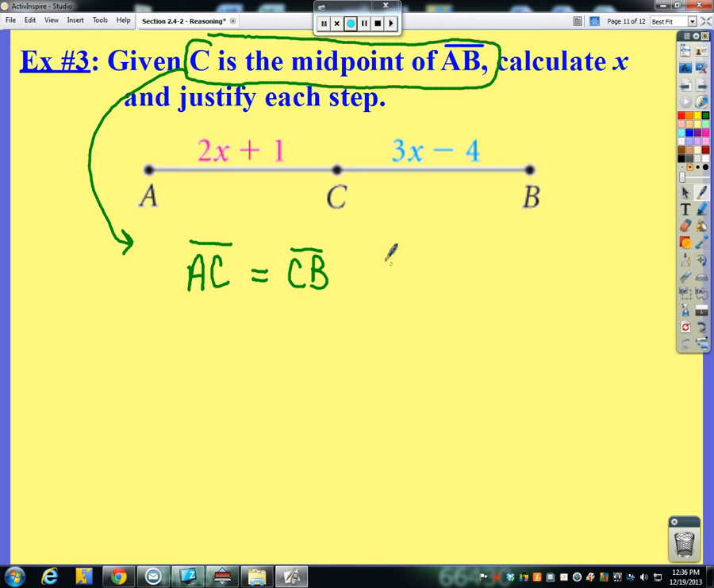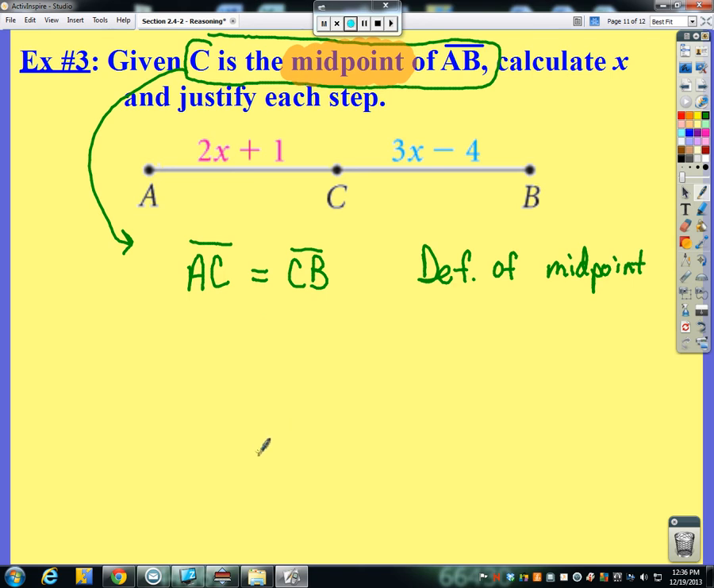And why do we know that? Well, there was a particular word up here called the midpoint. And what does midpoint mean? Well, it means that we can do this. We can set these two pieces equal to each other. So we just used the definition of midpoint and applied it to this problem. And this is what we can conclude based on the definition of a midpoint.